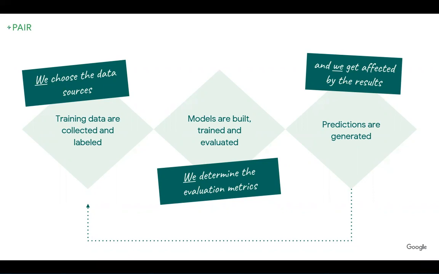So as designers, if we make a mistake in one of these steps, we pick bad data with biases, we have bad evaluation metrics, we're going to end up with results that affect us negatively. It's going to hurt us, because regardless of what the results are, regardless of how we choose our data, we're going to be impacted.